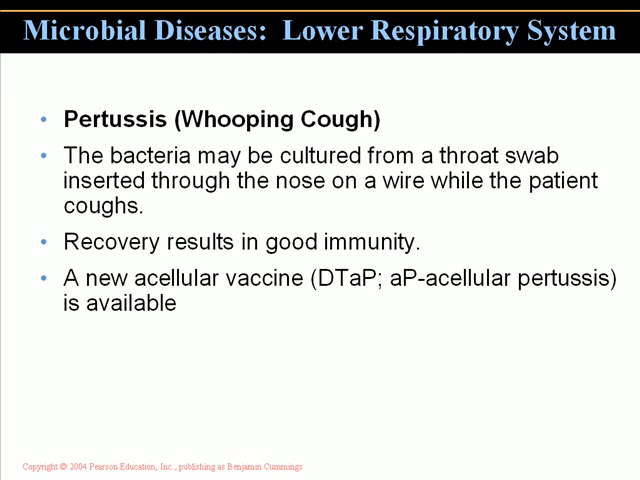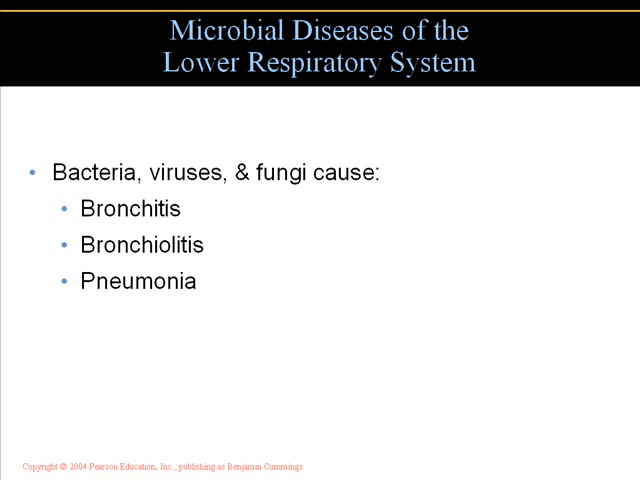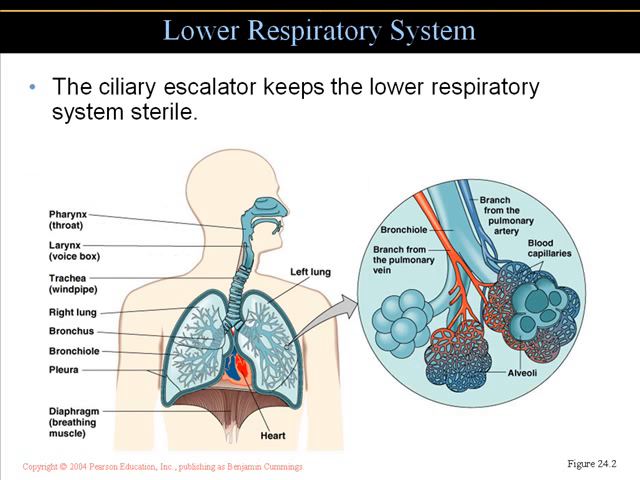Recovery usually results in good immunity. A new acellular vaccine is also out there. For lower respiratory infections, we see bacteria, virus, and fungus, which can cause these infections: bronchitis, bronchiolitis, and or pneumonia. We talked already about the ciliary escalator, which is the little cilia on the upper portion of the lower respiratory tract. The upper portion of the lower respiratory tract would be the main stem bronchus, right and left main stem bronchus, and maybe some of the bronchioles. So we still have ciliary and mucus secretions there that will offer a significant degree of protection.